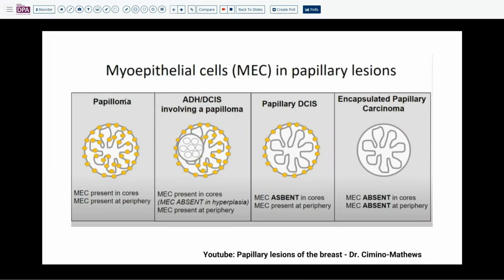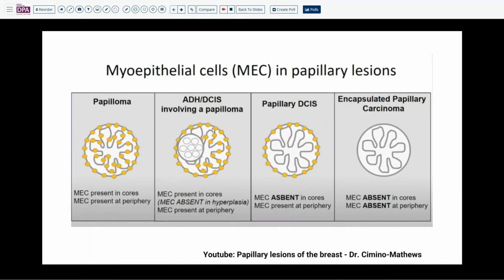The first one is papilloma. So you can see this yellow dot represents the myoepithelial cell. So we have 2 cell layers. Here we have this yellow dot in the periphery, and then we also have this yellow dot lying on the vasculature in this papillary structure. So this is the papilloma.